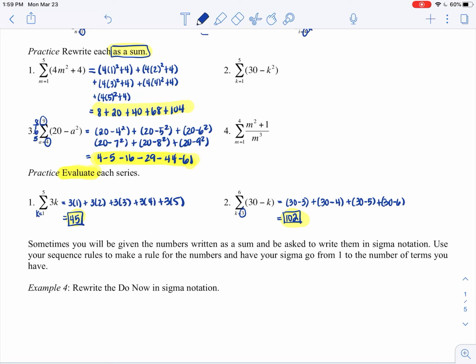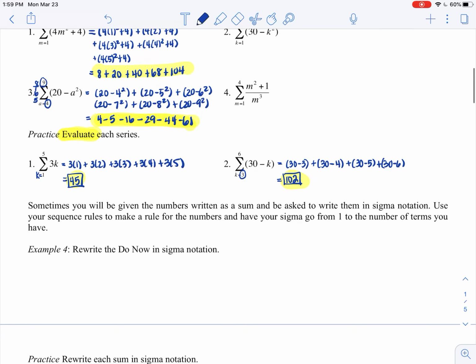So sometimes you want to take a specific pattern you're given, a series, and write it in this sigma notation. And what you're going to do is rely upon your formulas for an arithmetic or geometric sequence, and use that to create that sigma.